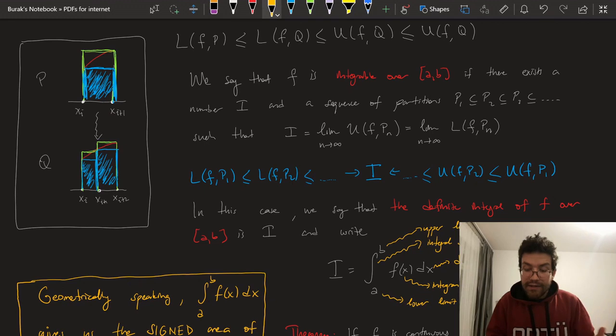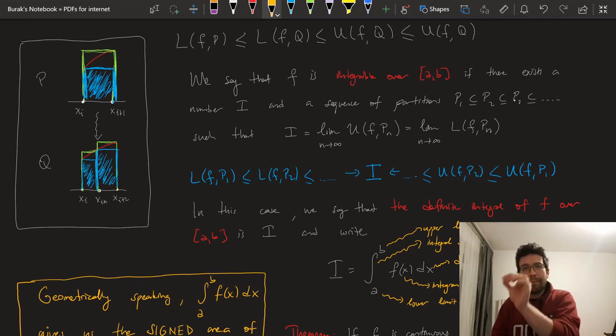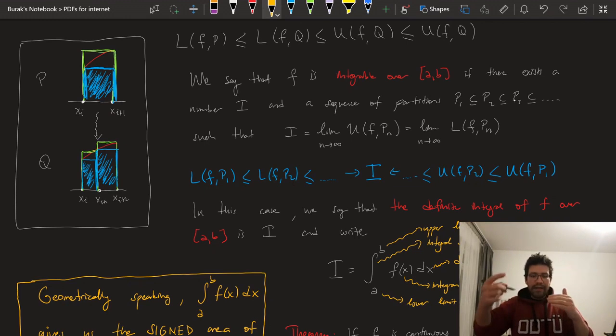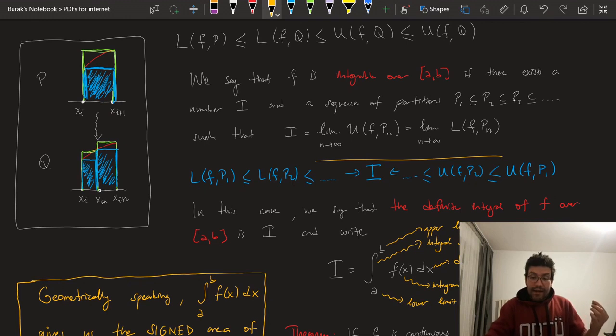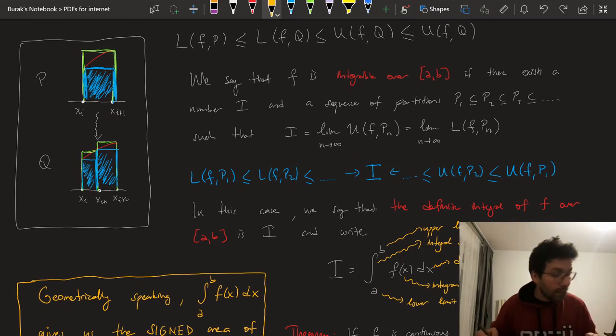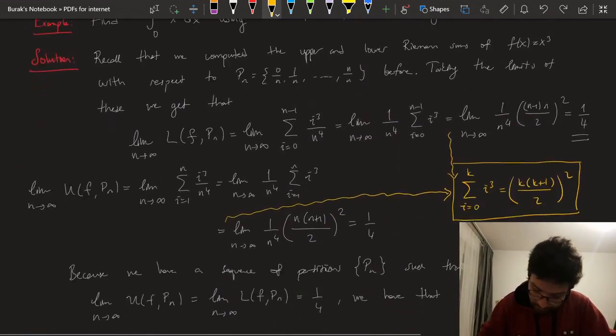The point is, in this definition, I took this as a part of the definition. I said that these partitions should refine each other. That part, you can actually drop that condition. If you drop that, if you simply say that you have a sequence of partitions such that blah blah happens, that definition is equivalent to this definition. Okay. So let me write that down.